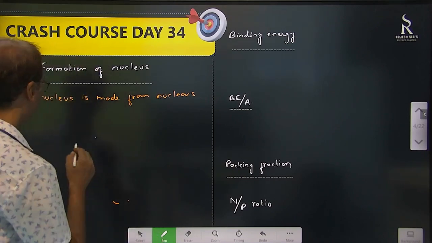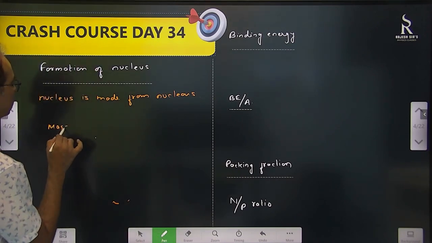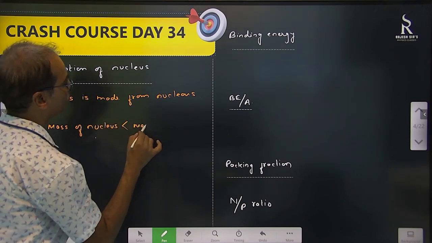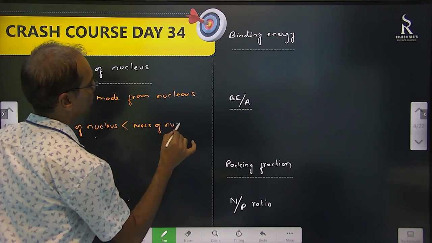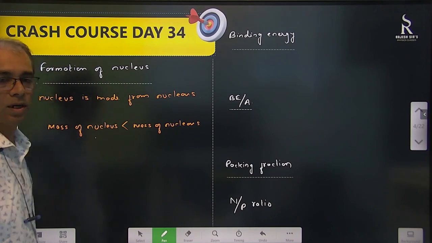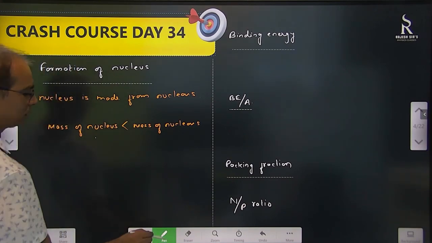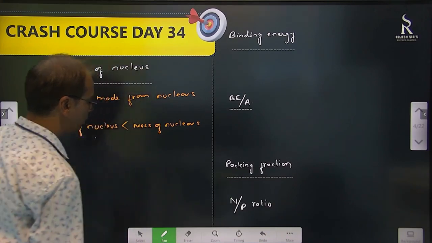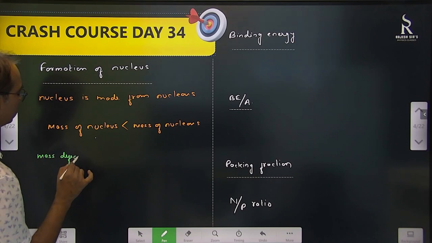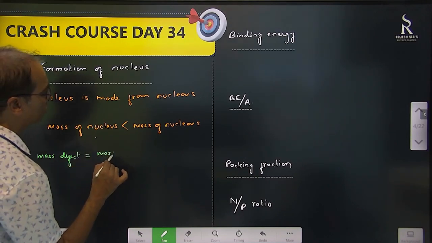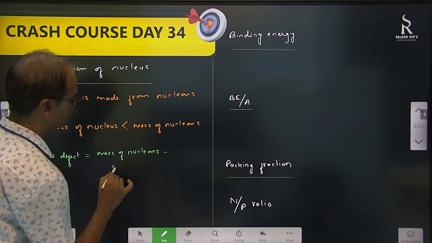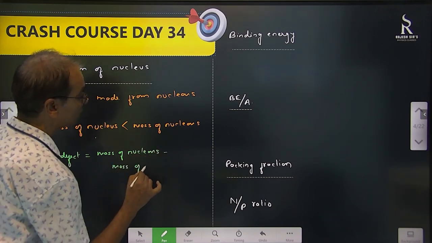What we have found is that the mass of the nucleus is less than the mass of the nucleons. This difference between the masses is called mass defect. What is mass defect? Mass defect is equal to the mass of nucleons minus the mass of the nucleus.